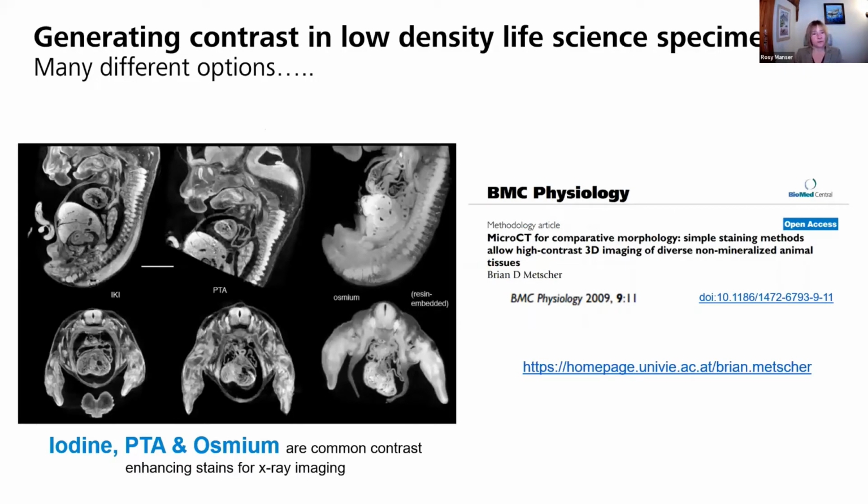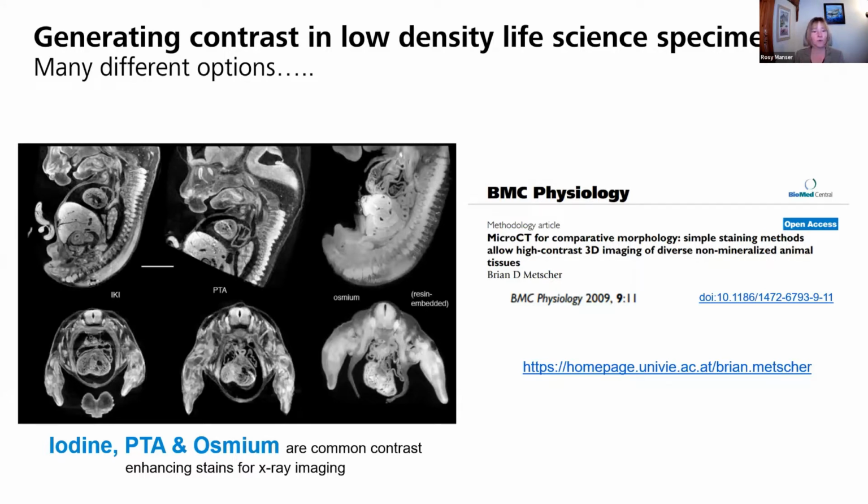If we start with the first one, so generating contrast, one of the absolute gurus in the field for this is Brian Metscher. So he published a paper in 2009, which has been extremely well cited, looking at the different stains you could use for enhancing contrast in biological specimens. And I would encourage you to visit that paper and his homepage to give you a bit of inspiration about the possibilities, particularly within soft tissue, for generating contrast in the structures that you're interested in.